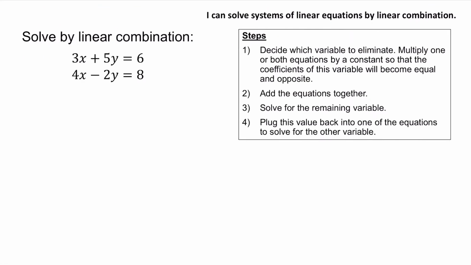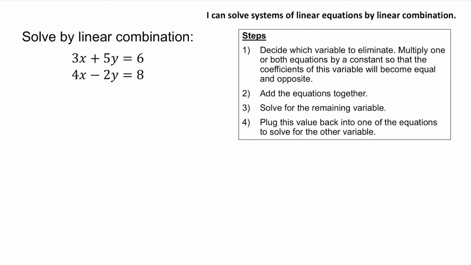So let's look at this problem. If we were going to solve by linear combination, what you're first going to do is ask, which variable do I want to eliminate? One clue that can give you an idea is if a variable already has opposite coefficients, that's helpful. So here, 3 and 4, they're both positive, right? So I may not want to do x. It is possible to do x, but you may not want to choose that.